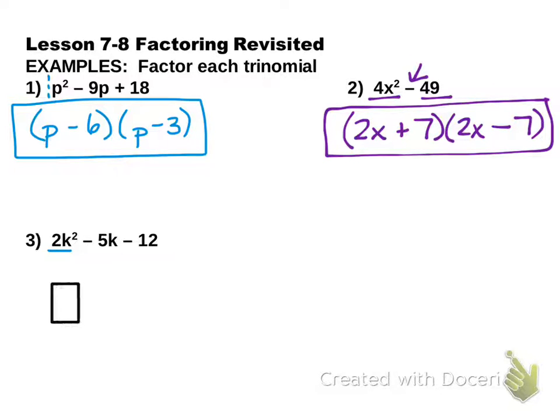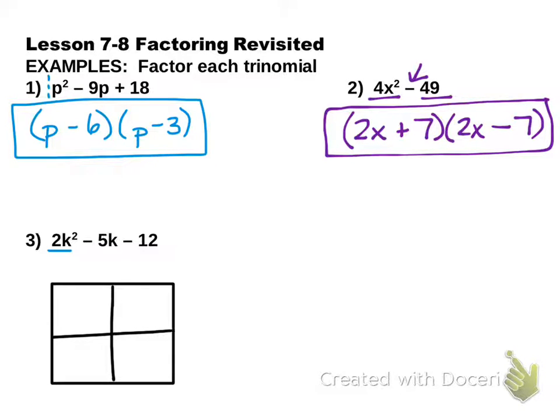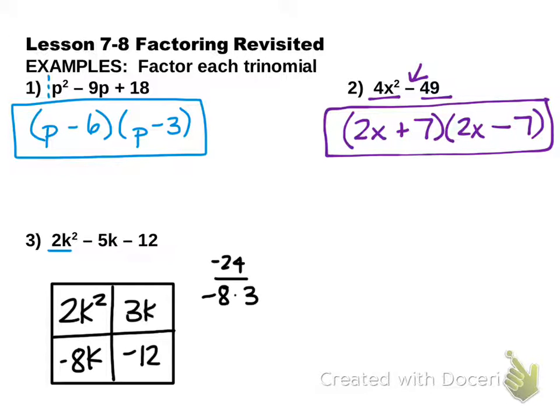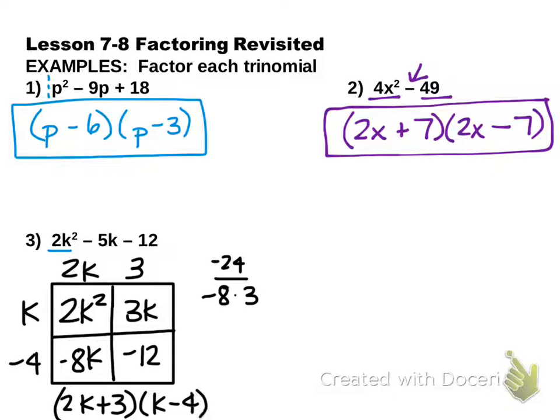All right, now then you'll notice here that I don't have a 1 in front of our first term, or a, so I'm going to do the box method. This is not something you have to do, but I certainly think it's easier. So I have 2k squared and negative 12, so I'm finding factors of negative 24 that add to negative 5, so it's going to be negative 8 and positive 3. So negative 8k and 3k, finding greatest common factors from each column and each row. And so we end up with 2k plus 3 times k minus 4.